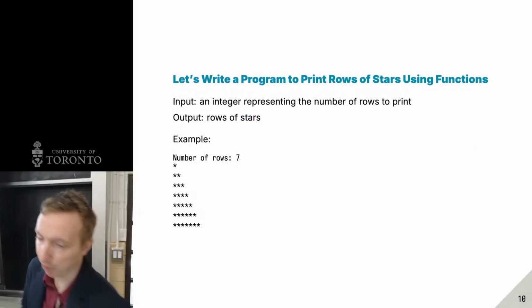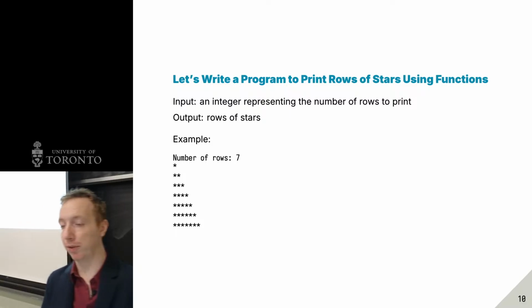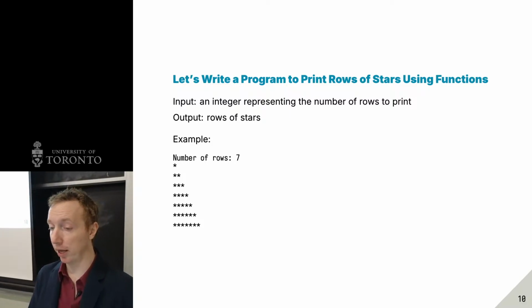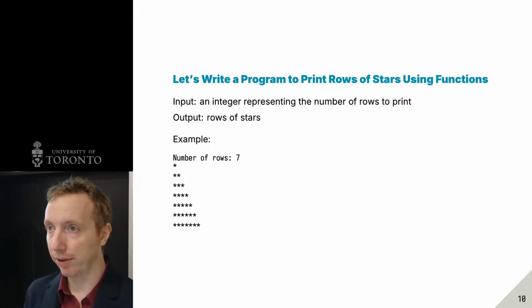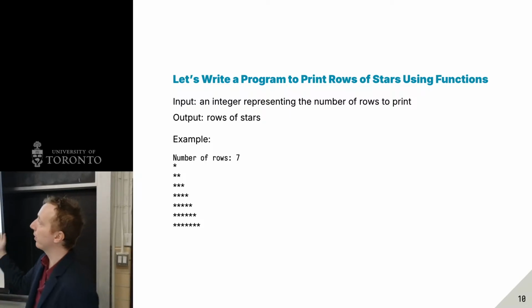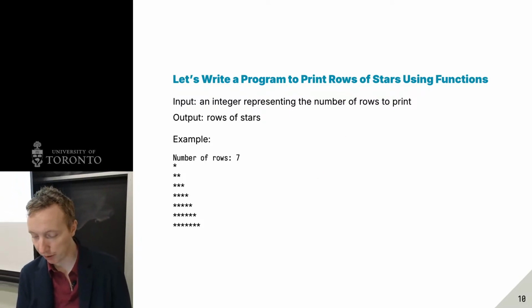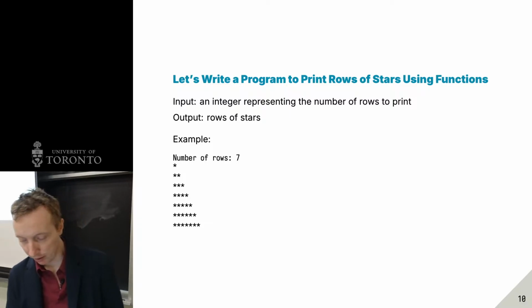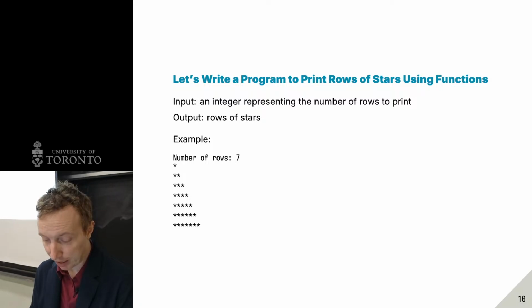All right, another program I could write is a program to print rows of stars using functions instead. We already saw this before, where we just printed the left aligned number of stars. A lot easier than the other one, but we can do this using functions instead. If I were to use functions, I could organize my code a bit better.